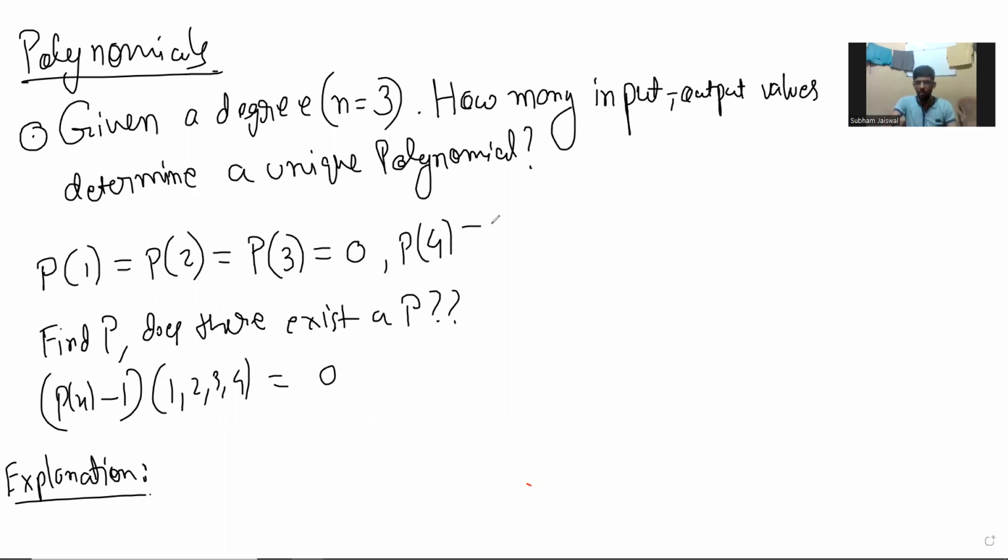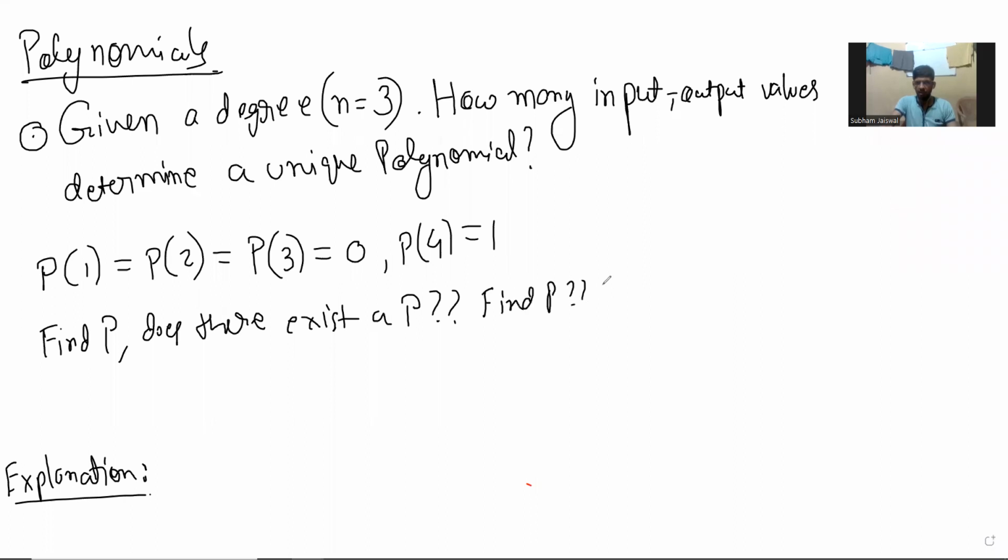So let's say that P of 4 is 1. Does there exist a P? Let's see, and then let me say the full thing. Find P. Can there be 2 such P? And all along, it's important that it's degree 3. With degree 4, the story changes.